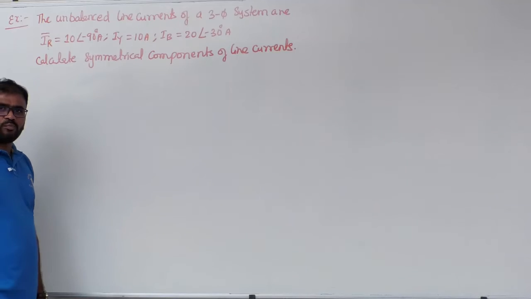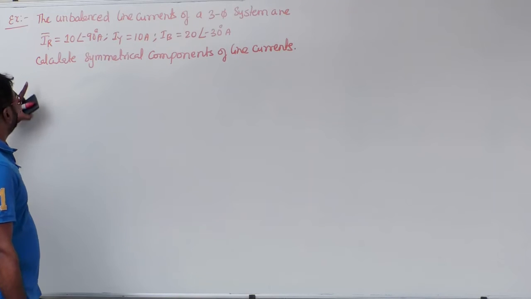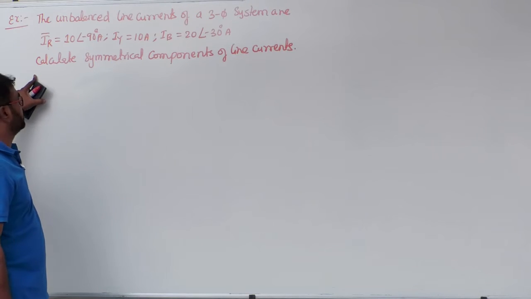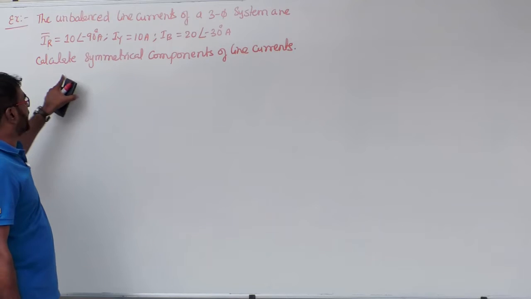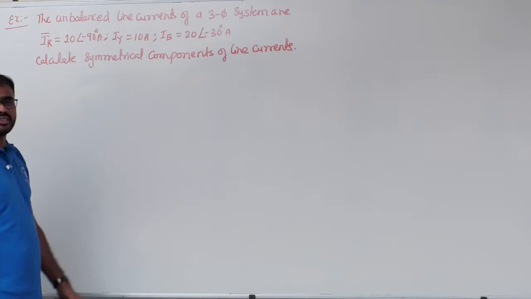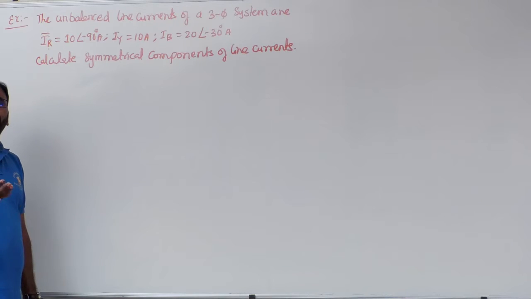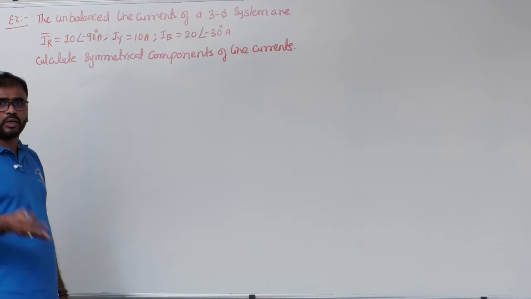Now coming to this example. In this example, he has mentioned the unbalanced line currents are IR, IY, IB. He is asking to calculate symmetrical components of line currents, but does not mention whether it is R or Y or B. So by default it is R.